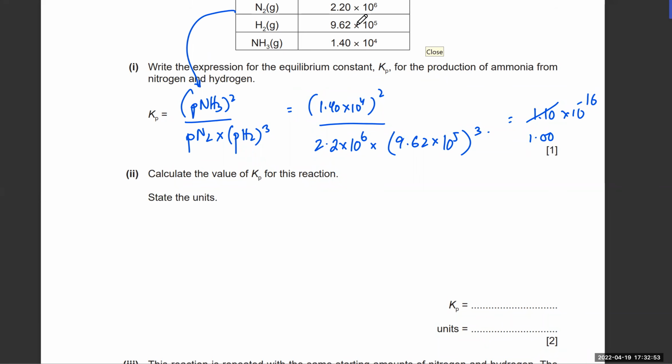Okay. As a next one, calculate the value of Kp for this. We did that. What I said, they were looking for the expression for Kp. So we calculate the Kp, you find the units. Units is easy. That says pascal squared divided by pascals times pascals cubed, and that's going to give you, I think, pascals to the power minus 2. So that's going to be the unit.